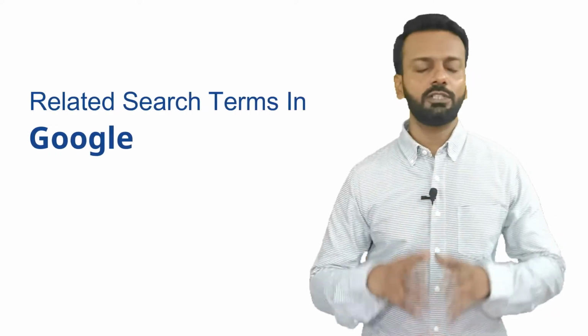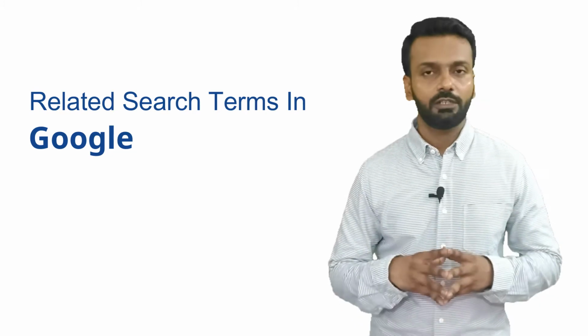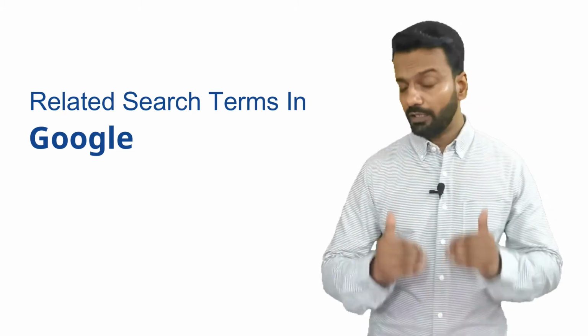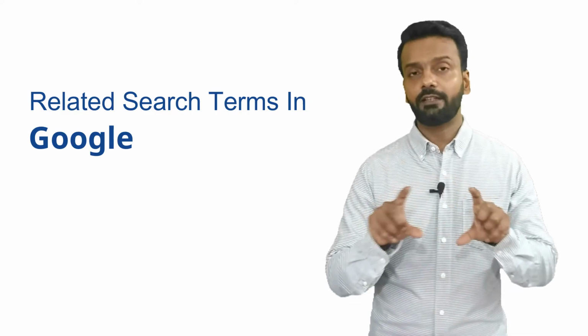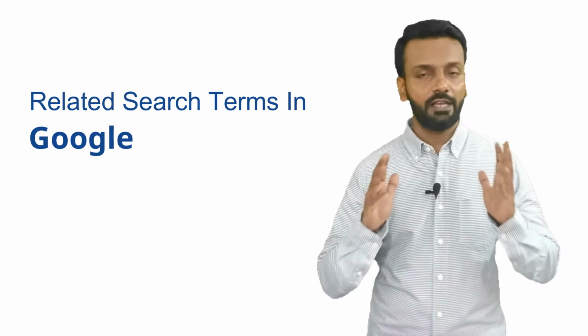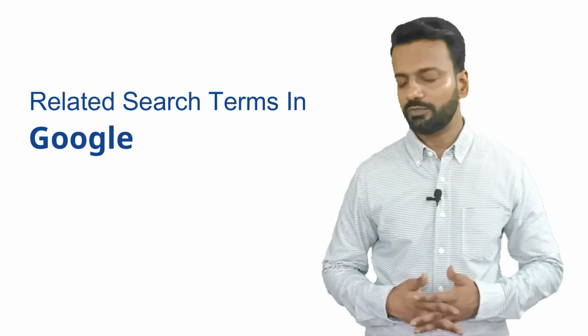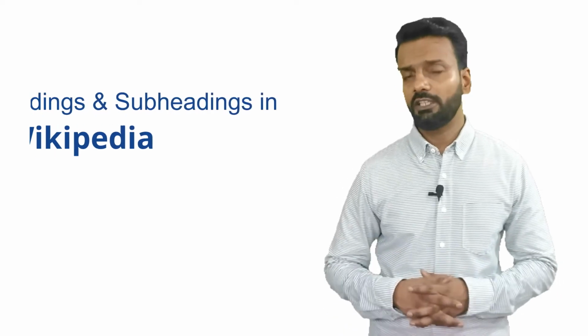The second one is that you can go to Google and type any keyword related to your research work. At the bottom of the Google search results, you will find related search terms. You can look into these related search terms and put them in your title, abstract or headings. The third one is Wikipedia.